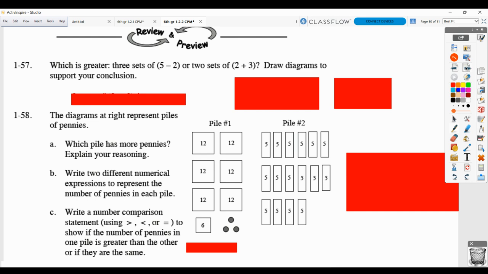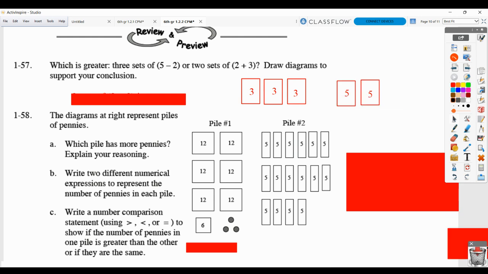So starting with our homework, which is greater, 3 sets of 5 minus 2 or 2 sets of 2 plus 3? Draw diagrams to support your conclusions. So for the 3 sets of 5 minus 2, I drew it this way. 3 groups of 3, because 5 minus 2, of course, is 3. 2 sets of 2 plus 3, I drew this way. 2 groups of 5, since 2 plus 3 is 5. And, of course, this would have a total value of 9. This would have a total value of 10. So the 2 sets of 2 plus 3 is greater than the 3 sets of 5 minus 2.